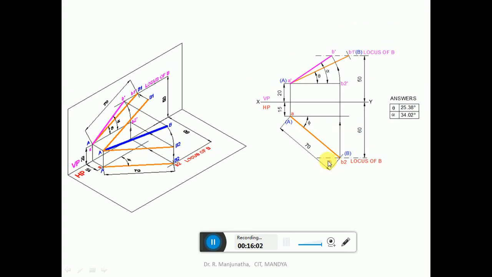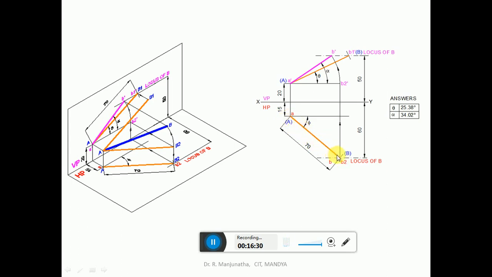Similarly, when you are doing it in the front view, you have to take the top view true length. We have taken the top view true length and rotated it such that in space B2 will touch this point B when it is projected onto the locus of B. So this is the point where it touches. So we get the apparent inclination with respect to HP and the true inclination with respect to HP.